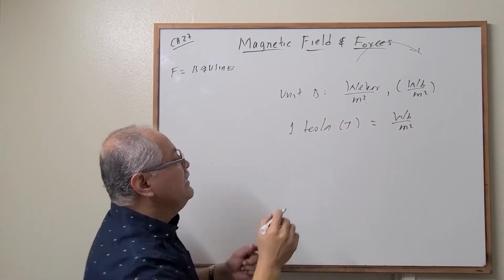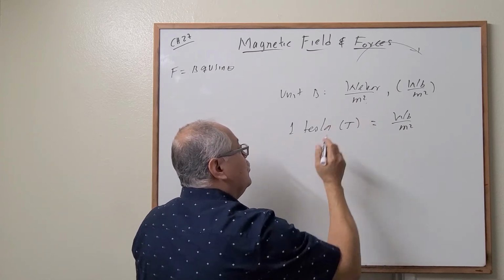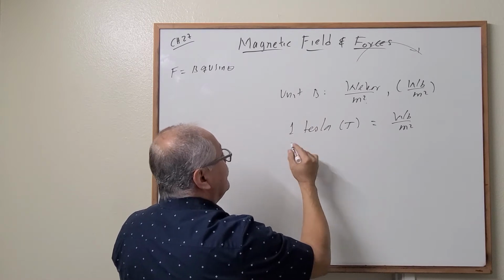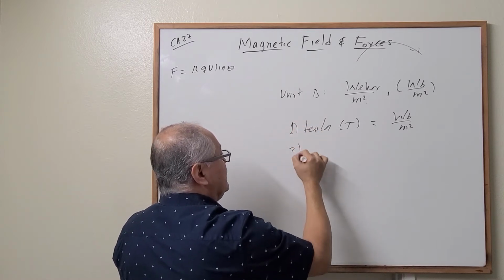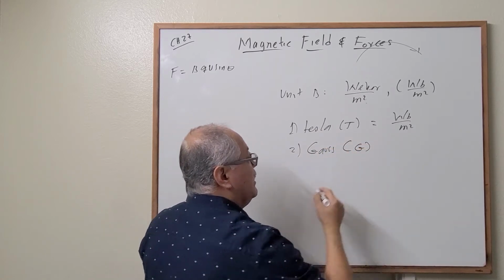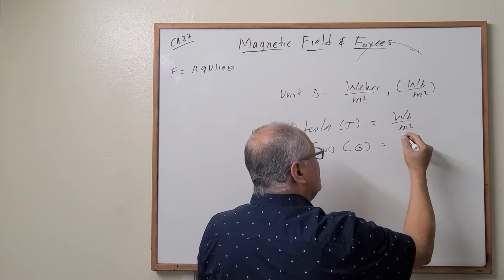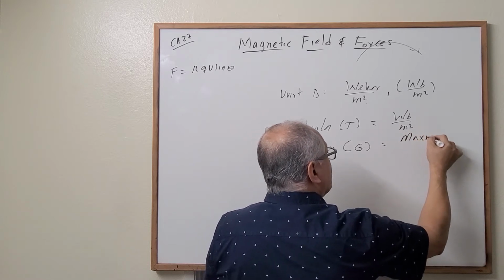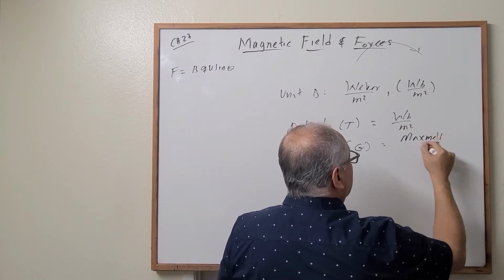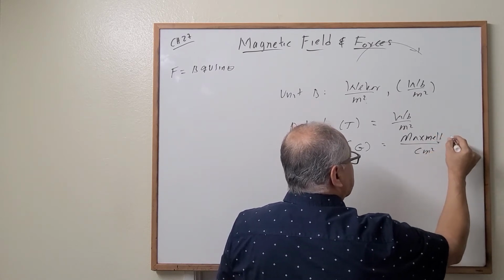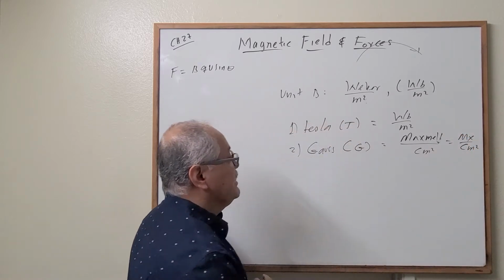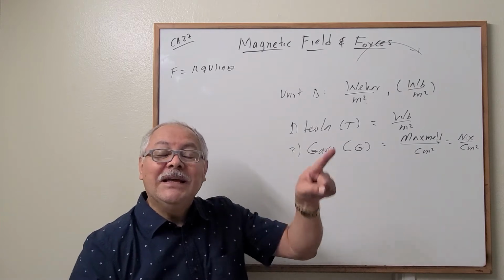Also we have the unit called Gauss. This is Tesla. What else? The second one is Gauss, G, and this equals another unit, which is Maxwell divided by square centimeters, Mx over square centimeters. And one Maxwell is one line of force.